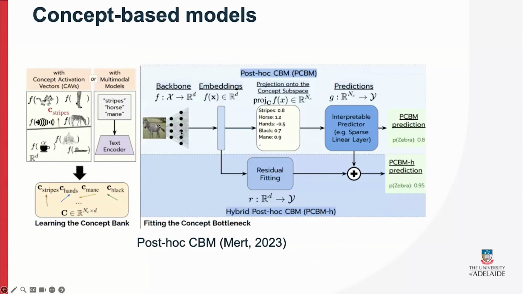However, concept bottleneck models are quite restrictive in practice because they require dense concept annotation in the training data to learn the bottleneck. Post hoc concept bottleneck models address this limitation. They leverage concept activation vectors or multimodal models to learn a concept bank, and this concept bank will be used to train the bottleneck model.